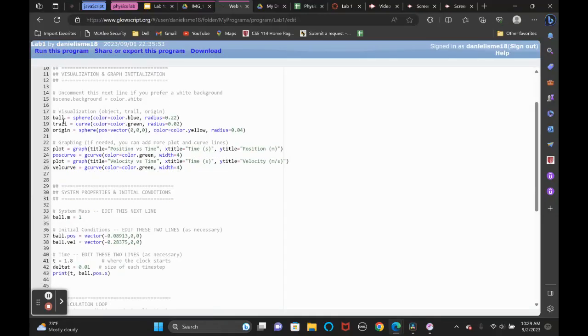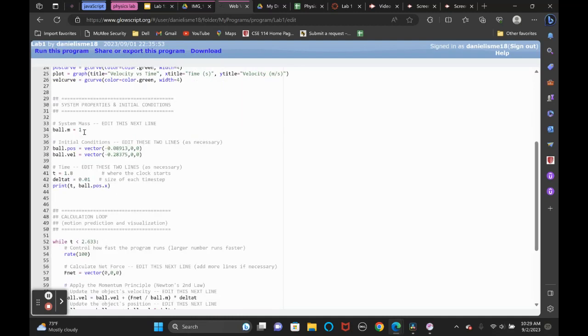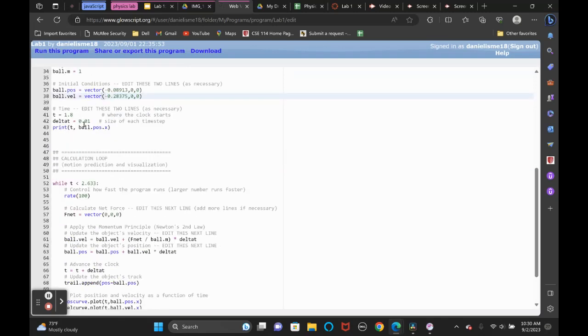Here we have a ball object, a trail object, and an origin. And then we plot these on position versus time and velocity versus time. Here we have the ball's mass, which is 1, which really doesn't matter because there is no net force. But these do matter. These are the initial conditions. We have time at 1.8, which is the initial time I analyzed in the Tracker video, just to keep things consistent. Then we have this position and this velocity, which is constant, and delta t, meaning the change in time.